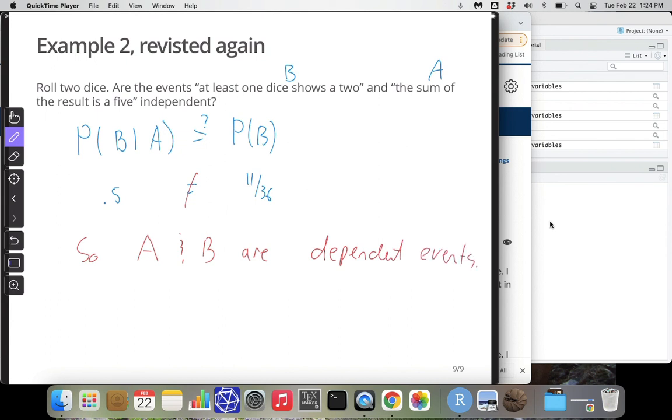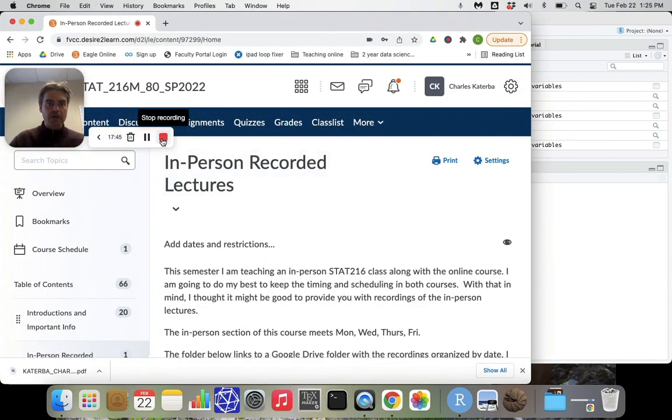All right, I hope that cleared up any confusion that you guys had. Stay tuned for a few more examples to help clarify some other ideas in the realm of probability.